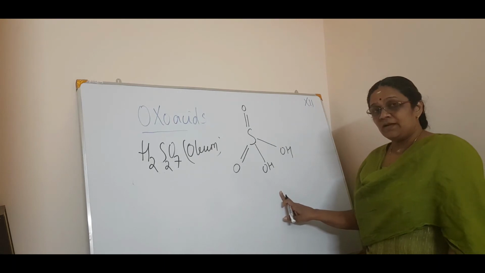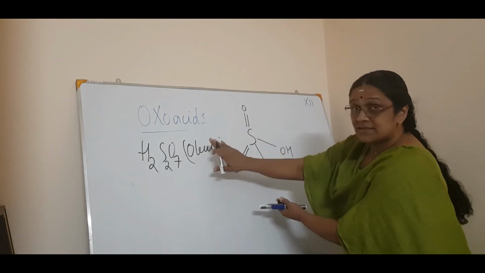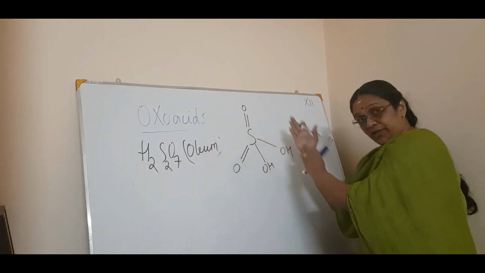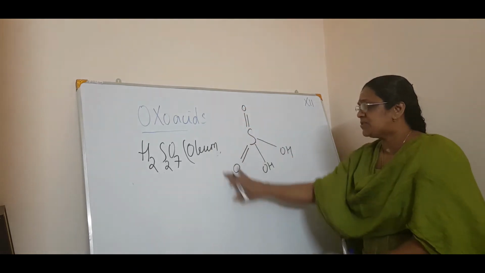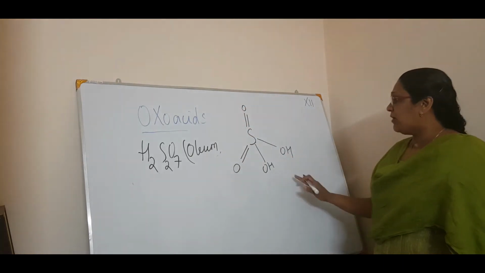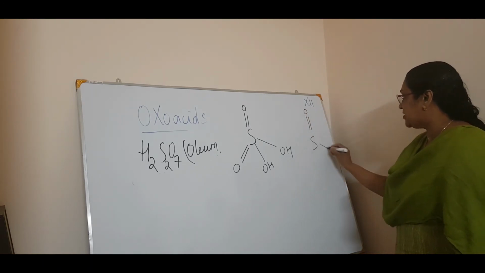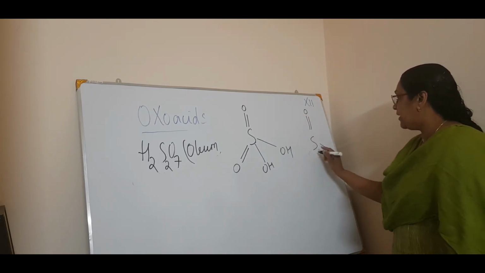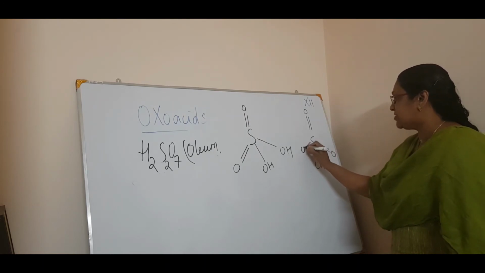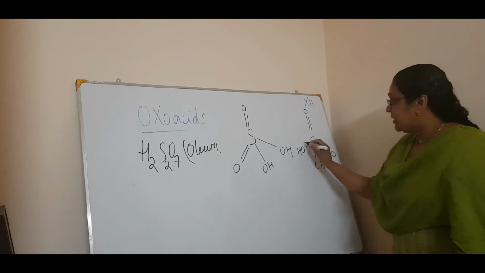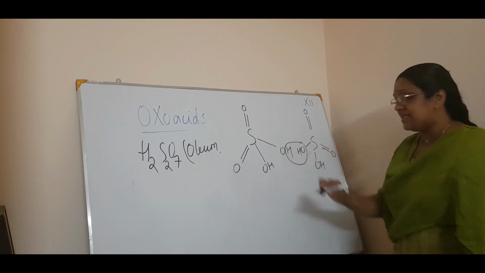Got it? When I drew last time, I put it like this, upside down. Now I am putting it like this. So, same structure. Now what will happen? Again one more, the same structure, that is double bond O, then here it is OH and here it is OH. Now what will happen? This water molecule is eliminated.